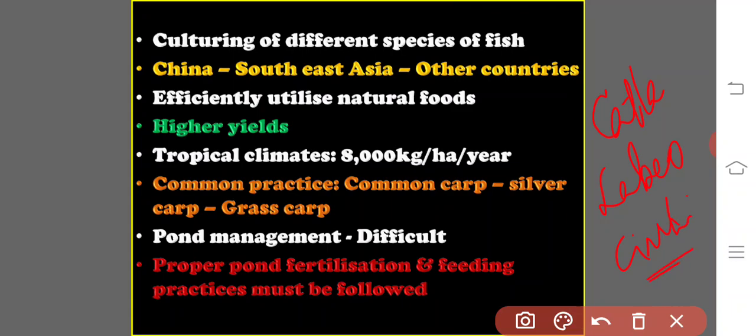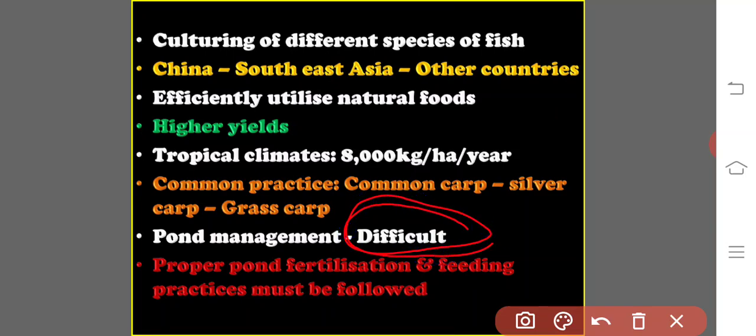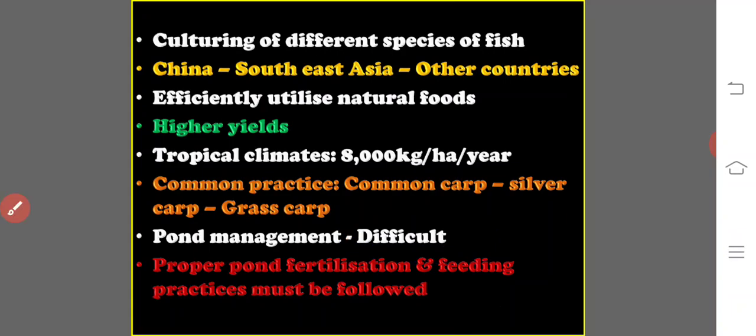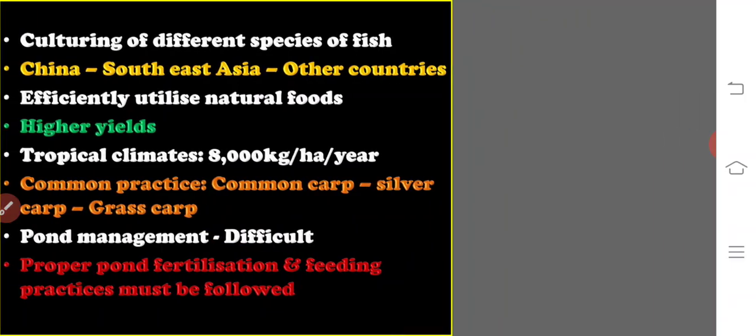Although there will be a higher yield of about 8 tons per hectare per year, the management of the pond is highly difficult for the fish farmer. It becomes difficult for the farmer to maintain the pond, and proper pond fertilization and feeding practices must be followed, because they need different kinds of food material and different nutritional requirements. You have to meet them. For that, we must follow the feeding practices and pond fertilization. This is the requirement and advantage of polyculture.